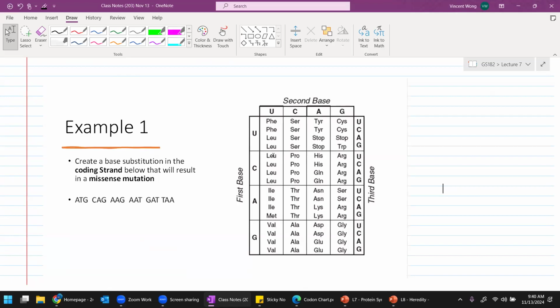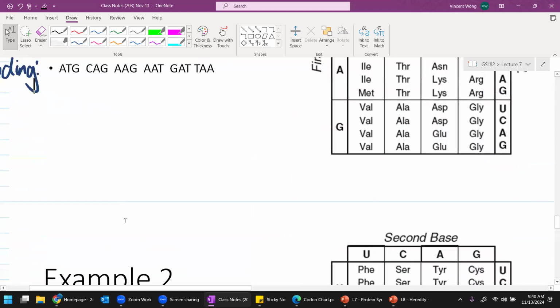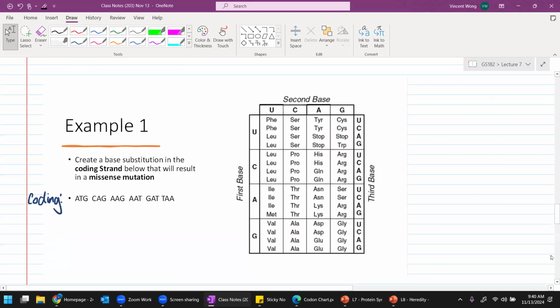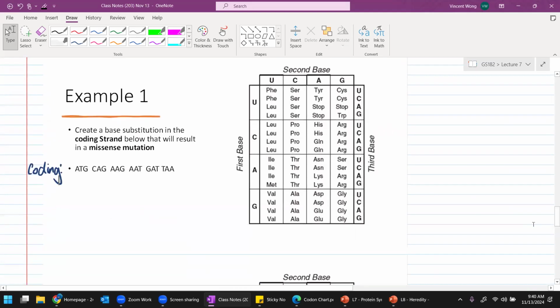Create a base substitution in the coding strand below that will result in a missense mutation. So this is coding. This is coding. And I want a missense mutation. So there are multiple ways to do this, right? And as long as it's correct, it's fine. You can choose how you want to approach this.